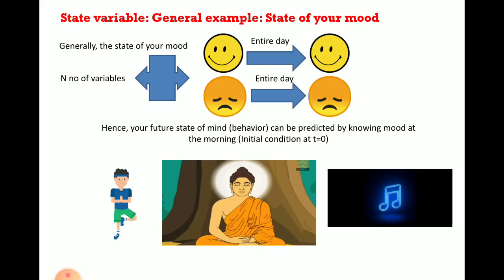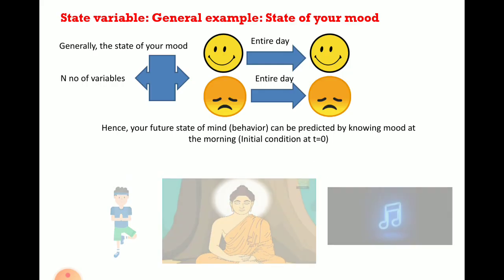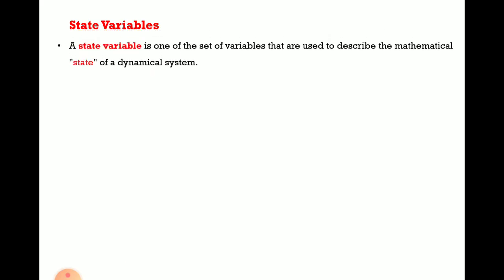So with these definitions and understanding, let us explore more on state variables. The textbook definition for state variable is: it is one of the set of variables that are used to describe the mathematical state of a dynamical system, which we have already seen.